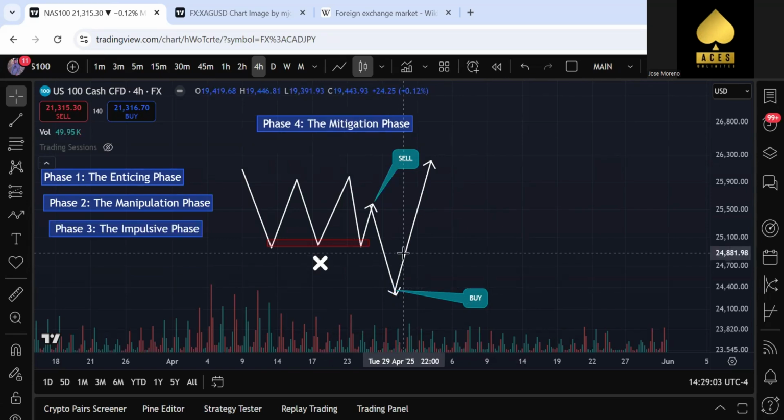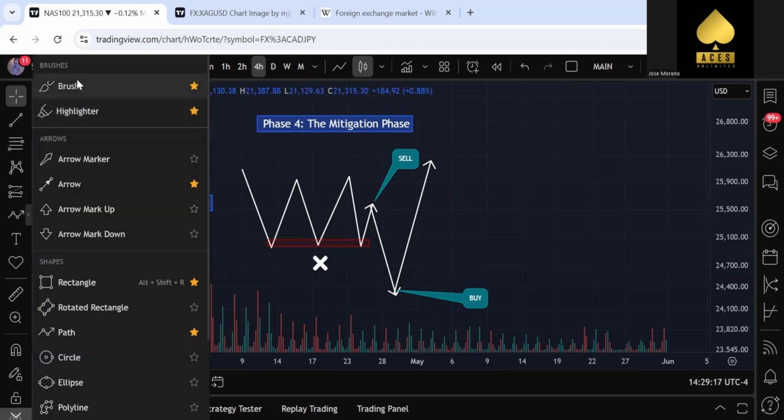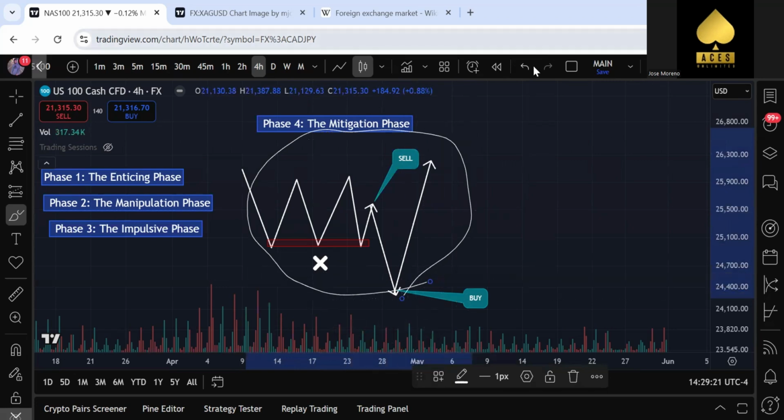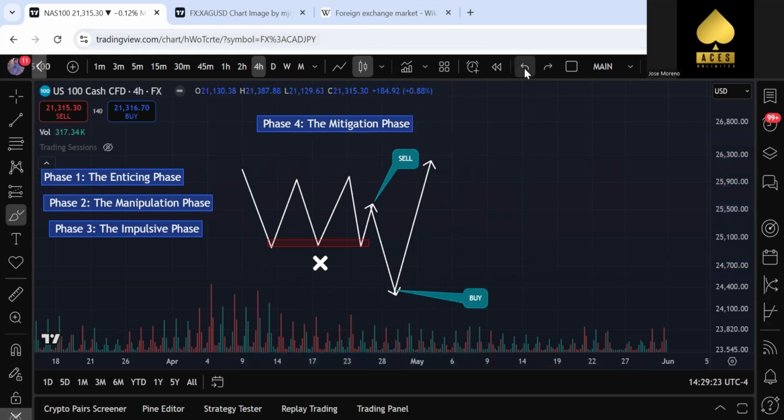Now we go into phase four, which is the mitigation phase. Mitigation phase is where we as traders are looking to take our entries. So basically understand that the first 3 phases that we see on the screen, this is our evidence for going ahead and looking for positions in the market. Meaning, as traders, we have to be patient enough to allow phases 1, 2, and 3 to happen.